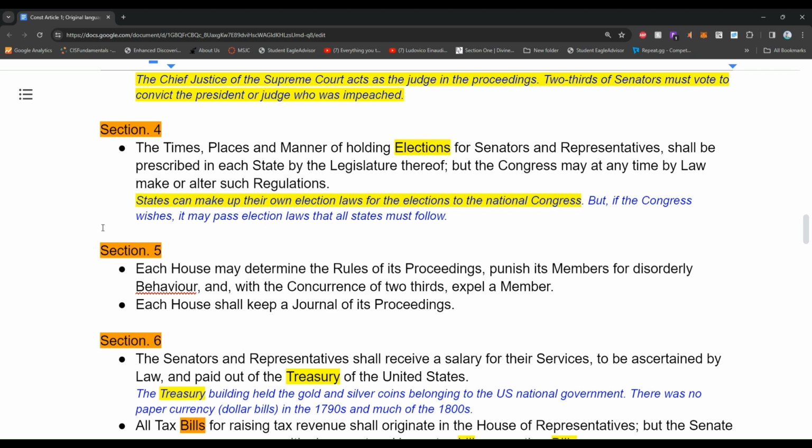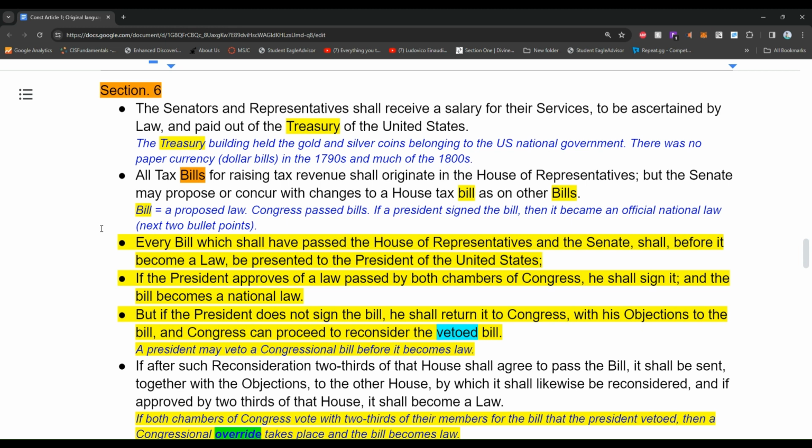Section 4, it just talks a little bit about elections, that states will take care of most elections, but if the National Congress wants to make rules, the National Congress can. Let's go to Section 6.